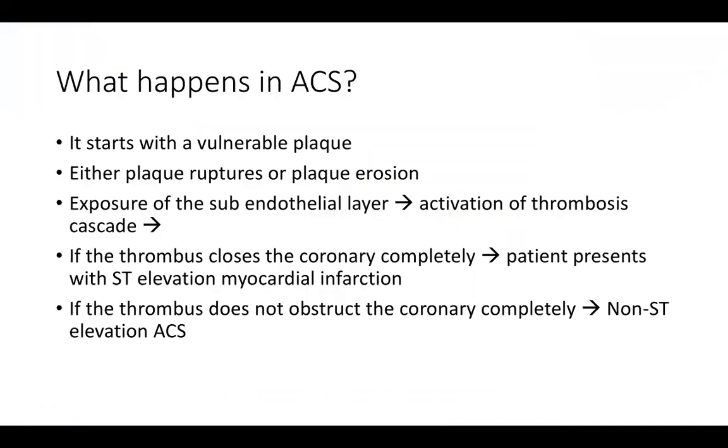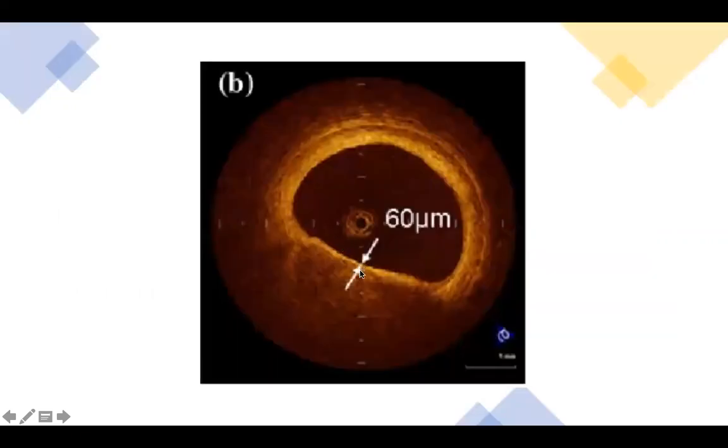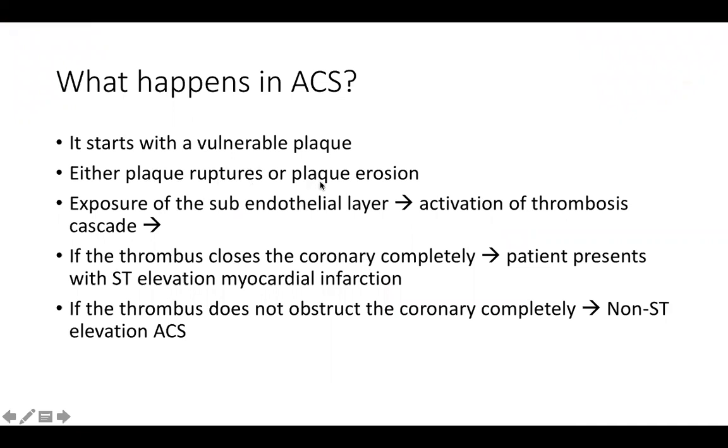So, what happens in acute coronary syndrome? In acute coronary syndrome, it starts with a vulnerable plaque, an unstable one, the one that is made of lipid and a thin fibrous cap. This thin fibrous cap either ruptures or it erodes. So we have either plaque rupture or plaque erosion. When the plaque ruptures or erodes, this exposes the subendothelium to the von Willebrand factor and the coagulation cascade and leads to activation of thrombosis.